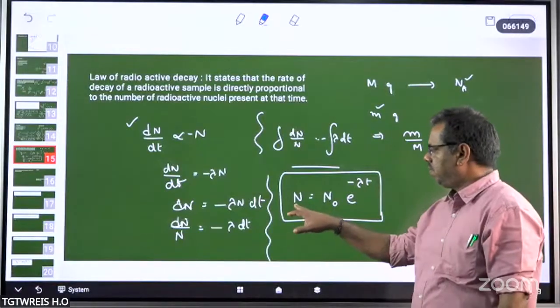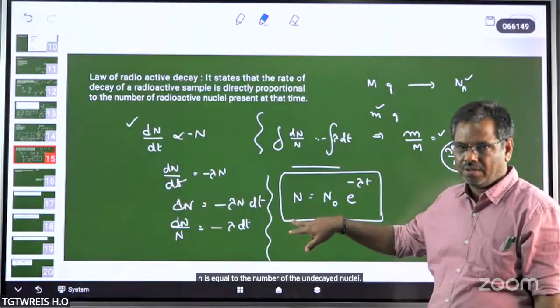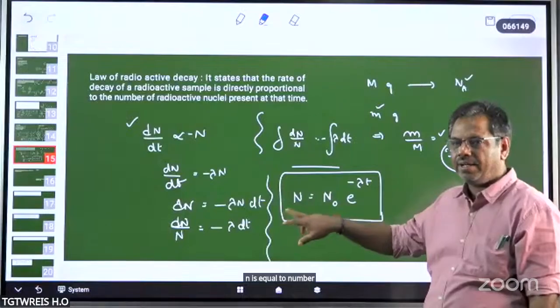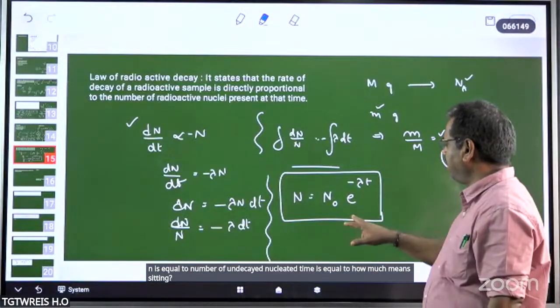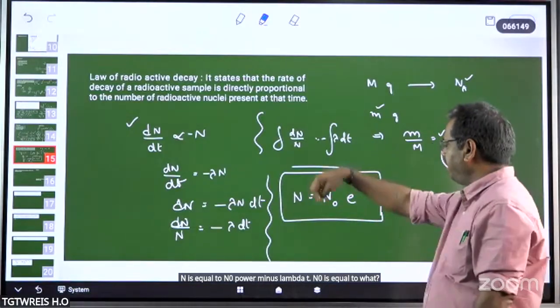N is equal to the number of undecayed nuclei at a time T. N is equal to N naught e power minus lambda T. N naught is equal to what? The initial number of the nuclei.